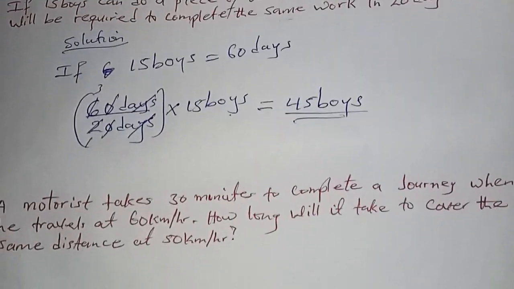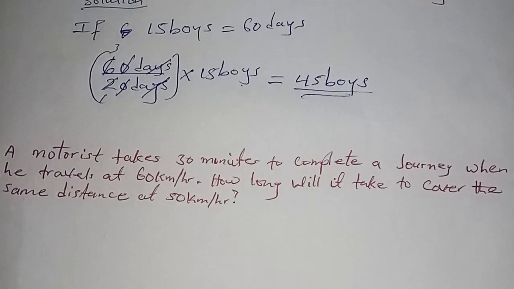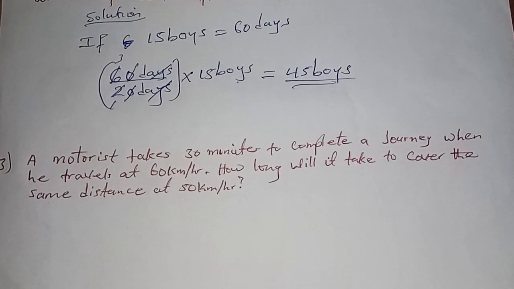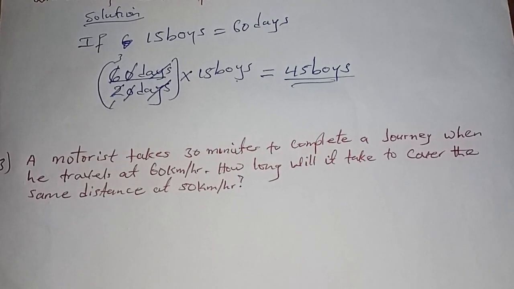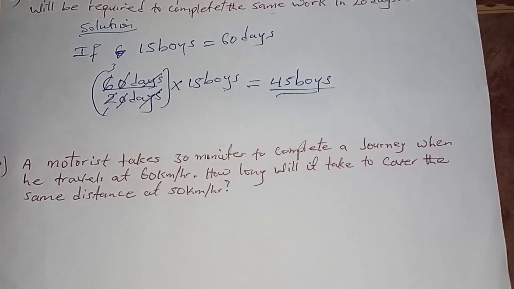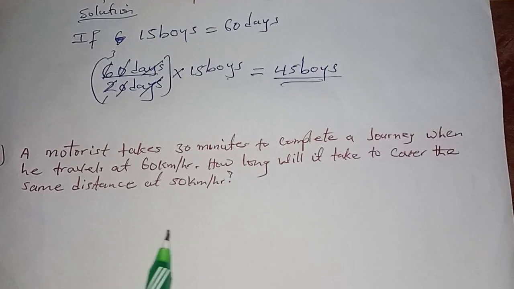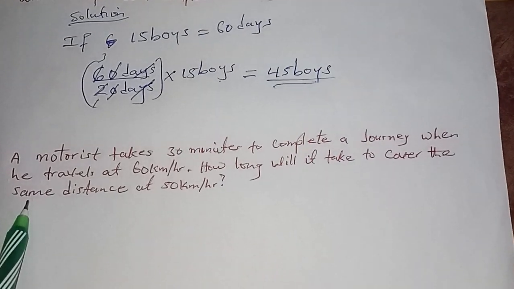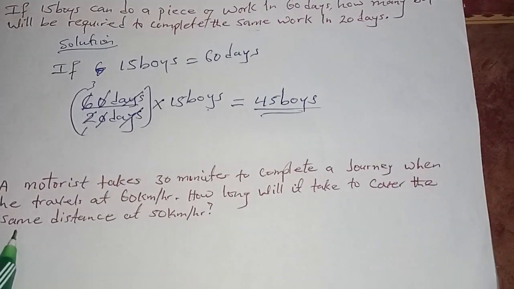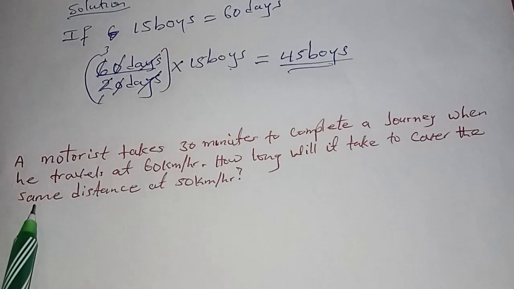Okay, now let's see the third question. The third question here says, a motorcycle rider takes 30 minutes to complete a journey when he travels at 60 km per hour. How long will it take to cover the same distance at 50 km per hour? Now, see the logic behind it. We're still seeing this word, what? Same. So it's definitely what? Inverse proportion, right?